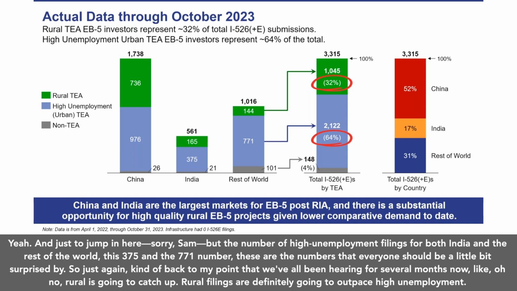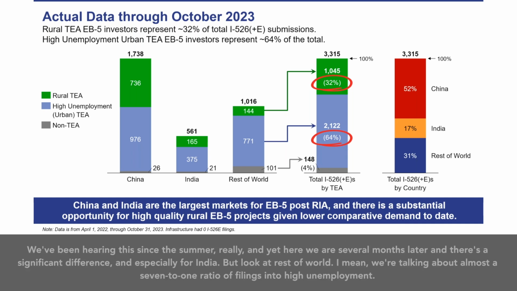and just to jump in here, sorry, Sam, but the number of high unemployment filings for both India and the rest of the world, this 375 and the 771 number, these are the numbers that everyone should be a little bit surprised by, right? So again, back to my point that we've all been hearing for several months now, like, oh no, rural's going to catch up. Rural filings are definitely going to outpace high unemployment. We've been hearing this since the summer, really, and yet here we are, several months later, and there's a significant difference, especially for India, but look at rest of world. I mean, we're talking about almost a 7-to-1 ratio of filings into high unemployment.